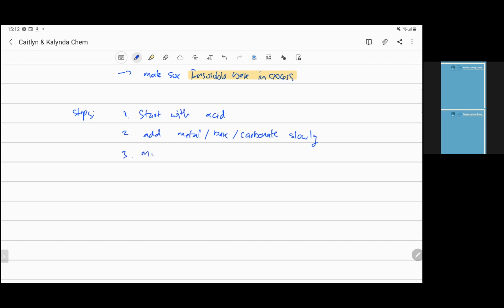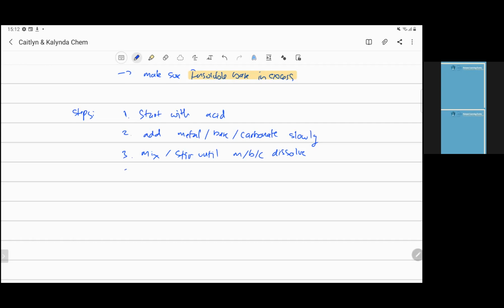And then mix, or stir, until the metal or base or carbonate dissolves. That is why we need to add this slowly, to make sure that we have enough time for the metal or base or carbonate to dissolve with the acid.